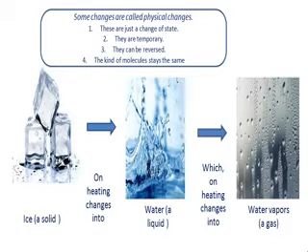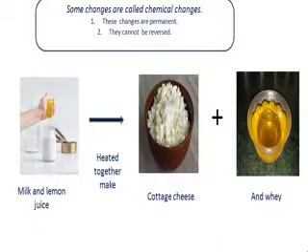Now next we come to chemical change. This is a very good example. You take lemon and milk and then you heat it up. It will curdle up or it will become cheese, that is paneer. Can we get milk back from paneer? No, we cannot. So these changes are permanent and they cannot be reversed.